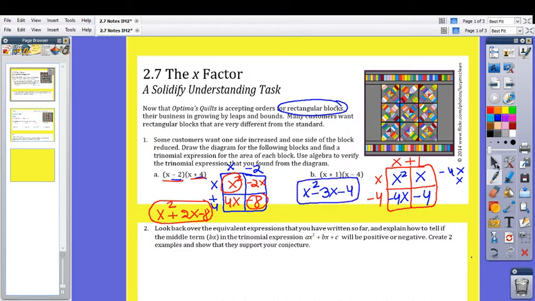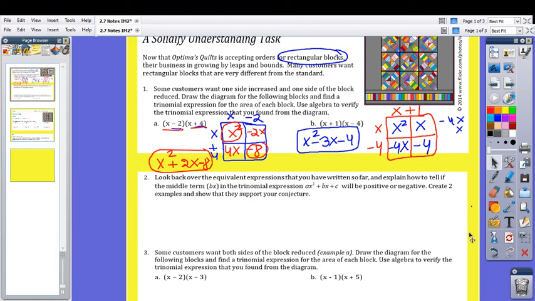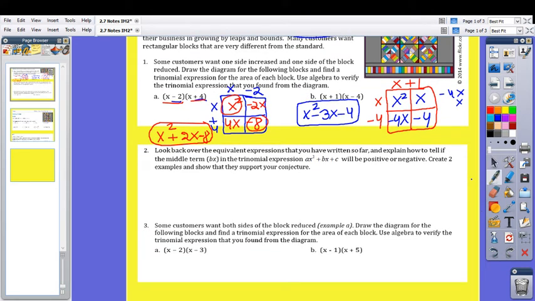So now it is asking us to look back at these two problems in the first one, A and B, and it is asking us to figure out the middle term, which is this one. This is the middle term. Will it be positive or negative if you look at the factors? If you look at negative 4, negative 2 and positive 4, you get positive; if you have positive 1 and negative 4, you get negative.